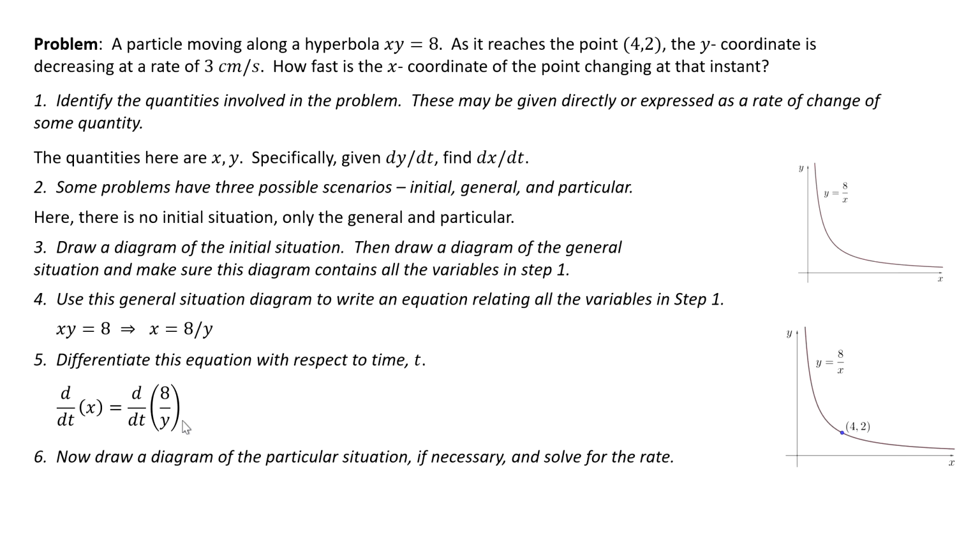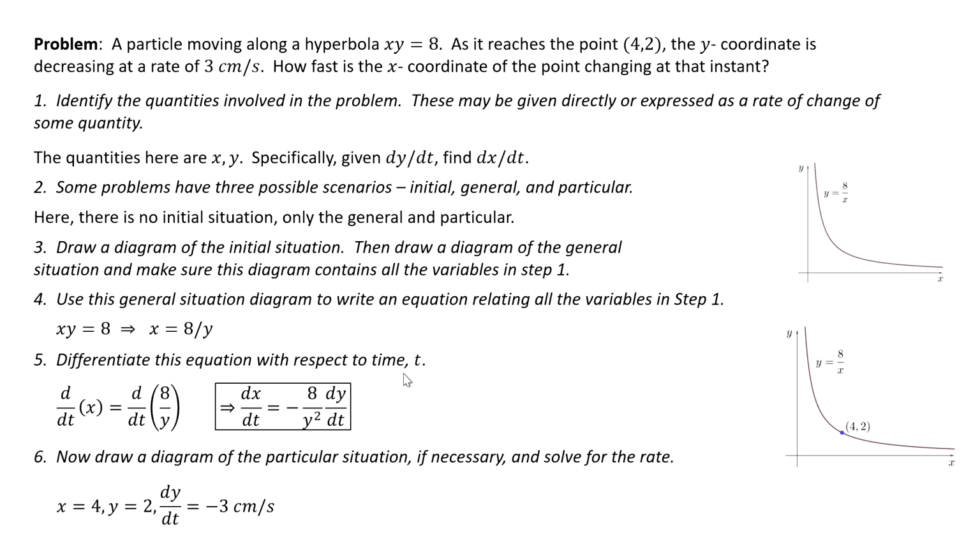Where do I get times dy/dt? Where do I get that? The derivative d/dx of 1 over x is negative 1 over x squared, right? That's one of those things that I wanted you to memorize. So this is going to be dx/dt equals negative 8 over y squared times dy/dt.